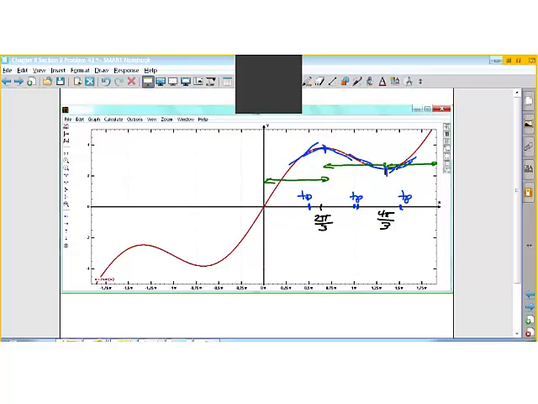Notice my test points. I wrote those down. This is pi over 2, so we got a positive slope. Pi, which is here, gives us a negative slope. 3 pi over 2 is here, and it gives us a positive slope.